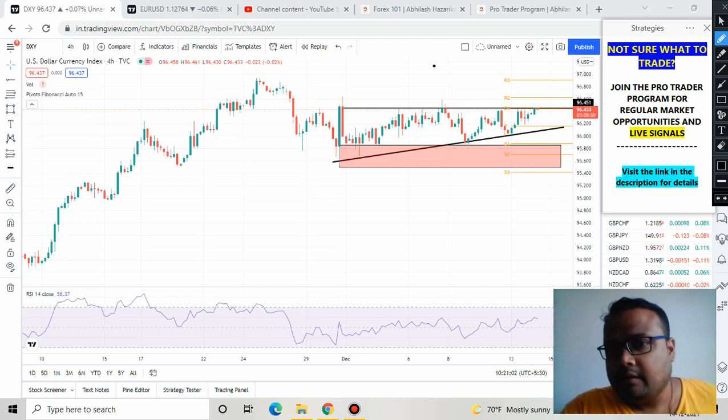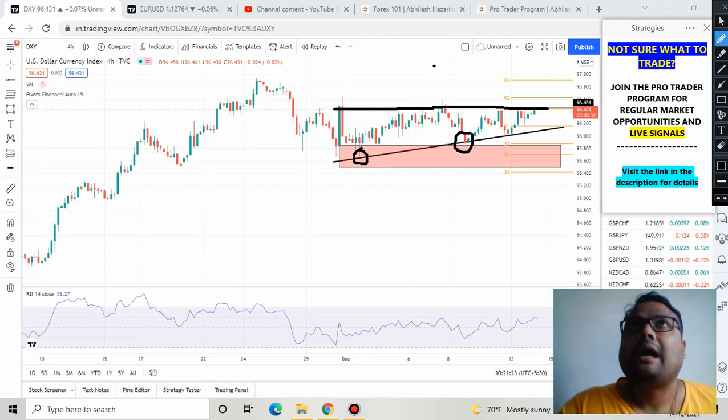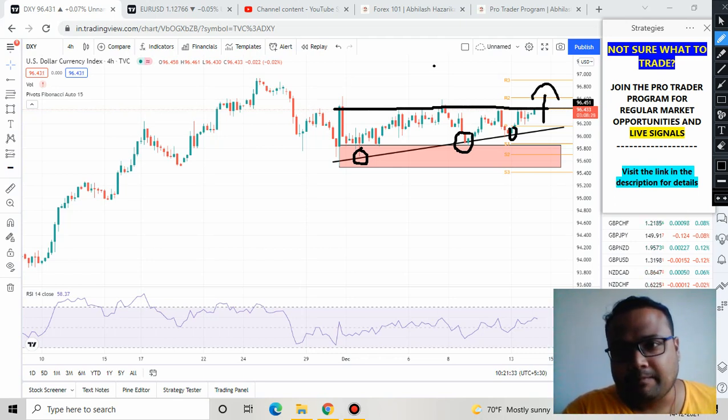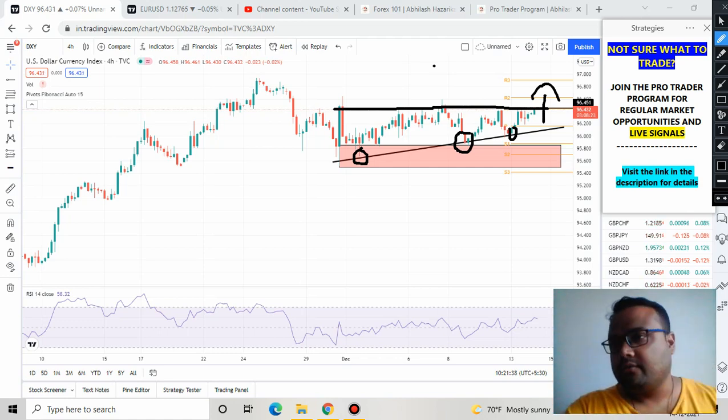If we focus on this particular resistance here, then we can see that this looks like an ascending triangle pattern. We have a resistance here, but whenever market is coming down, market is not crossing the previous lows. Market is constantly forming higher lows here, and this looks like an ascending triangle pattern. Generally in an ascending triangle pattern, we see market breaking the resistance and going up. So there is a good possibility of DXY breaking the resistance and going up, so be careful.